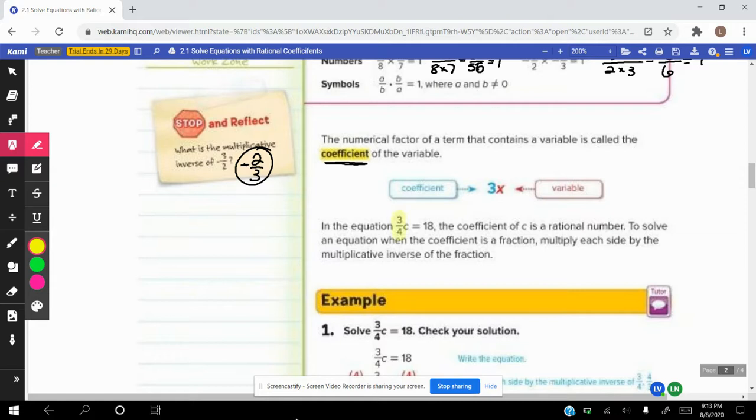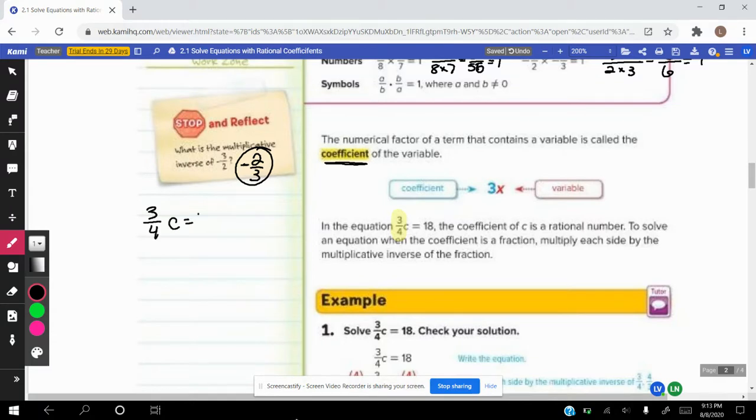So we want to take this 3/4 and find the multiplicative inverse. I'm going to show my work over here to the left. If I have 3/4c equals 18, my multiplicative inverse of 3/4 is 4/3. So I'm going to multiply my left side by 4/3. And when we're solving equations, whatever you do to one side of the equation, you have to do to the other. So I'm going to multiply the other side by 4/3.